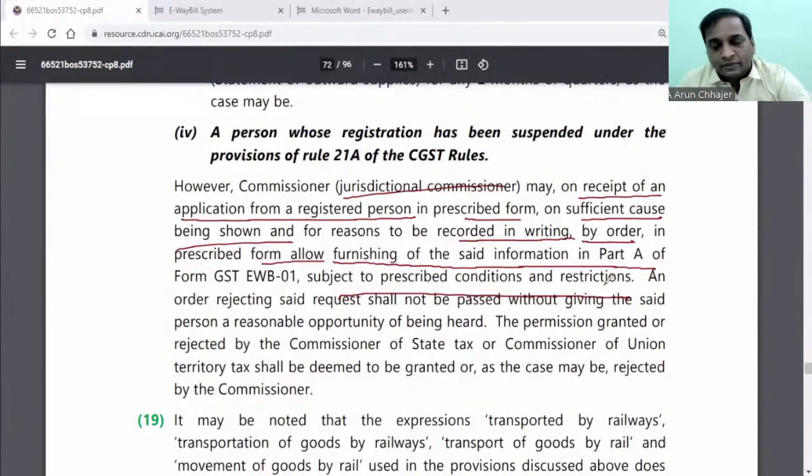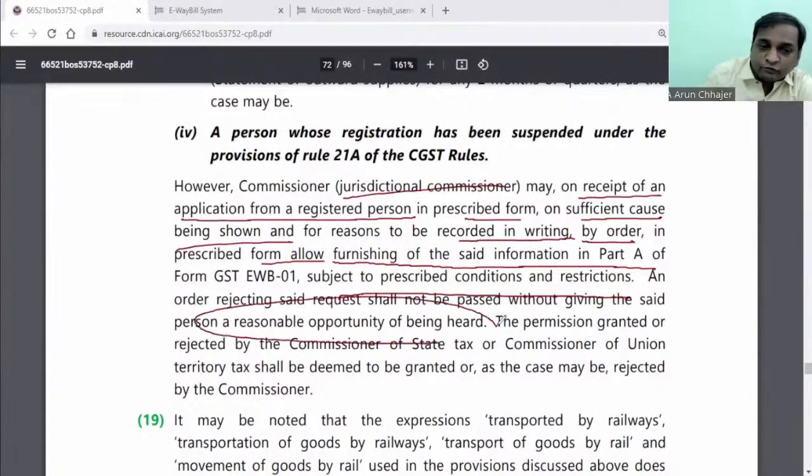They can unblock, but they will record your right. They will record the reason why you are not able to generate or file the return, or not able to pay the taxes. And if it is sufficient, then they will allow. But the opportunity of being heard would always be given.